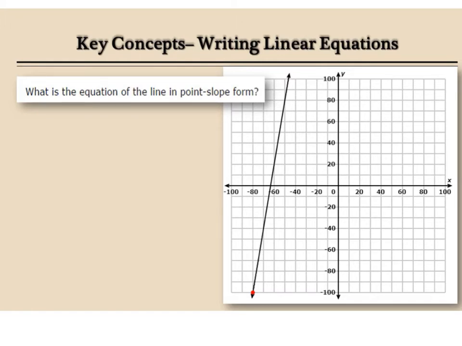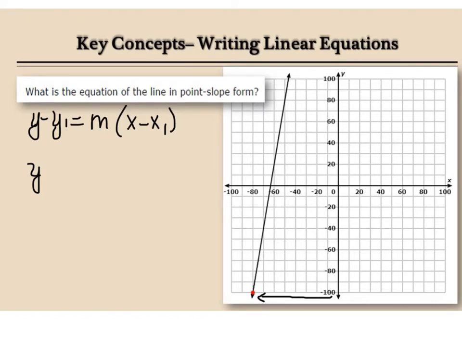This problem asks: what is the equation of the line in point-slope form? So remember, our point-slope form is y minus y sub 1 equals m times x minus x sub 1. So I'm going to, I know I've got the y, and let's find where it is on the y-axis.